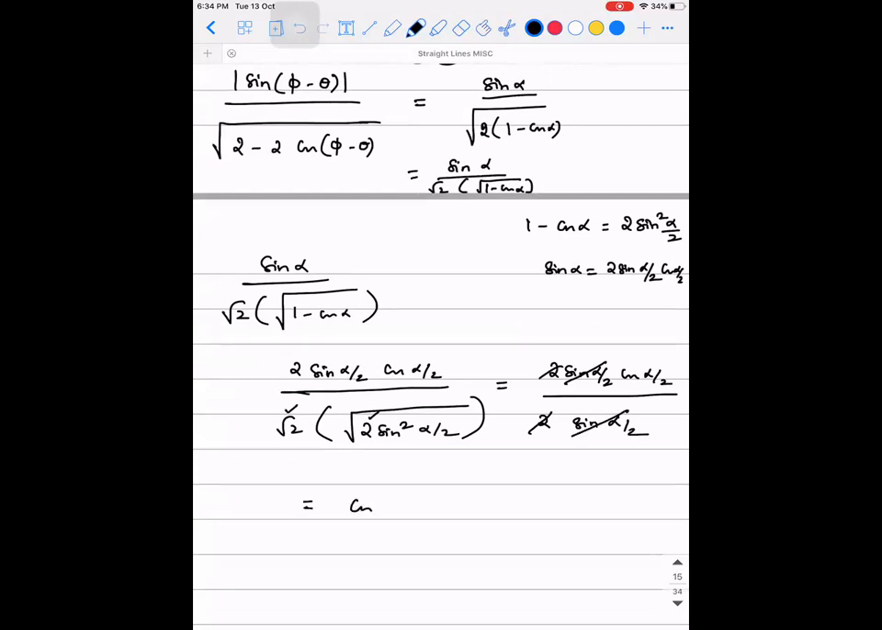So what is the answer? Cos alpha by 2. But what is alpha? It's phi minus theta divided by 2. Please check the answer at the back. Yes, sir. This is the answer. Right? And cos of phi minus theta by 2.